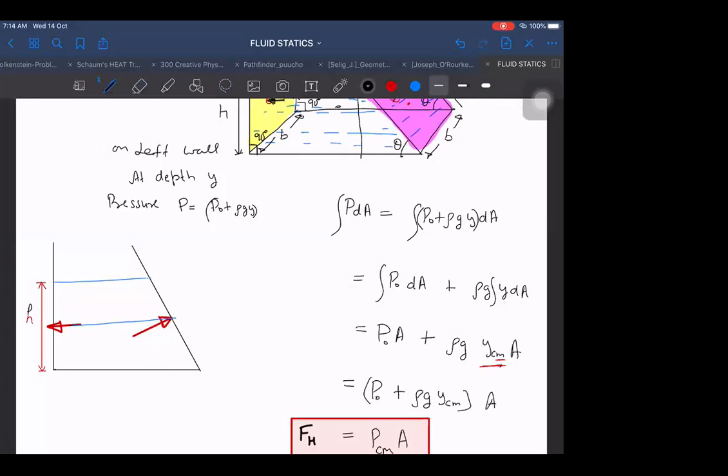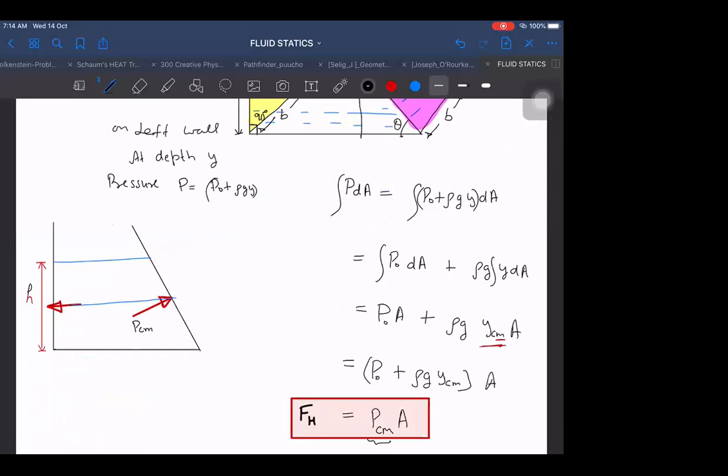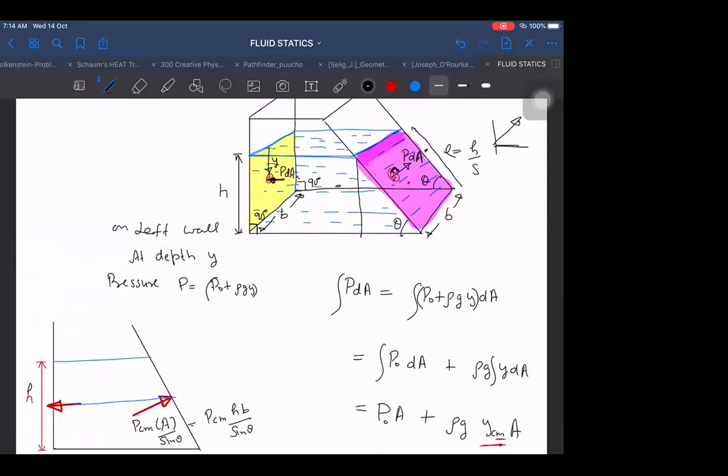From here, this force will become pressure at center of mass multiplied by the area for this. I think you understand this area will become h cosecant theta into b, or we can simply say h upon sin theta into b. So PCM into h upon sin theta into b, because this length L, this oblique length, is h upon sin theta.